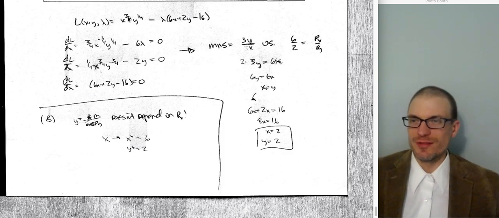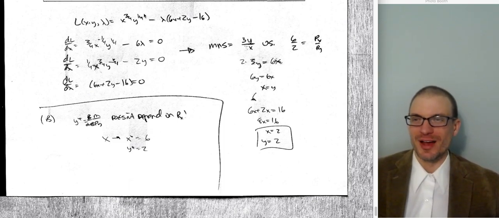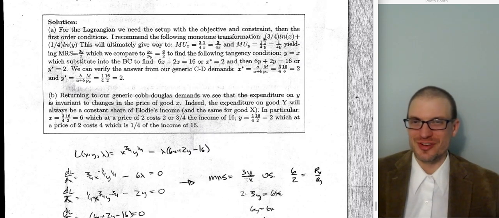I'll take the derivative. That's going to be 3/4 X to the minus 1/4. Y to the 1/4 comes along for the ride, minus lambda 6. And then it's going to be 1/4 X to the 3/4 comes along for the ride, Y to the minus 3/4 because we're reducing the exponent by 1, and then minus 2y. Or suppose you just hate that, you could take the monotone transformation that I recommend in the solution originally, and you could take the natural log, and it'd be 3/4 ln x plus 1/4 ln y.